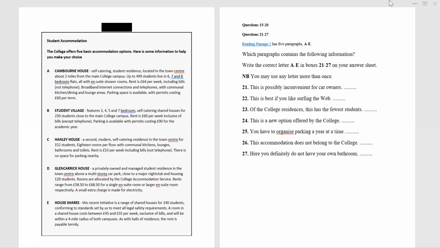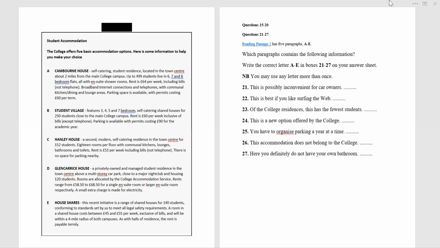This is best if you like surfing the web. 22nd. It is A. Why? Because it says broadband internet connection, telephone with the communal kitchen, dining and lounge area. So this is why it is best if you like surfing the web, because it will be available in the kitchen area, dining area, lounge areas. So convenient, right?